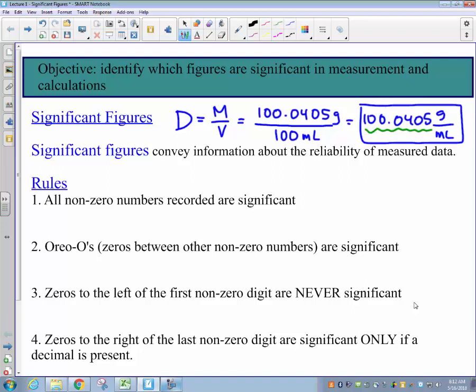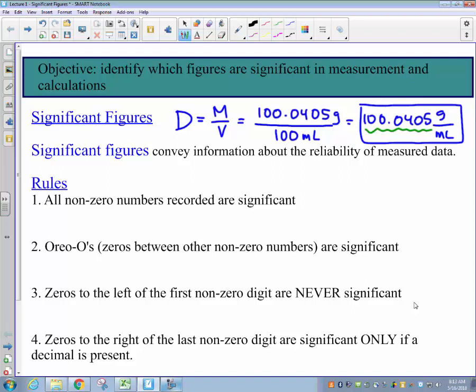So, rule number one: when we're recording significant digits, every single number that you write down which is a non-zero number is, by definition, a significant number. That is to say, we don't just make up numbers to tack on to the end of our measurement to make it look more official than what we otherwise actually calculate or measure.